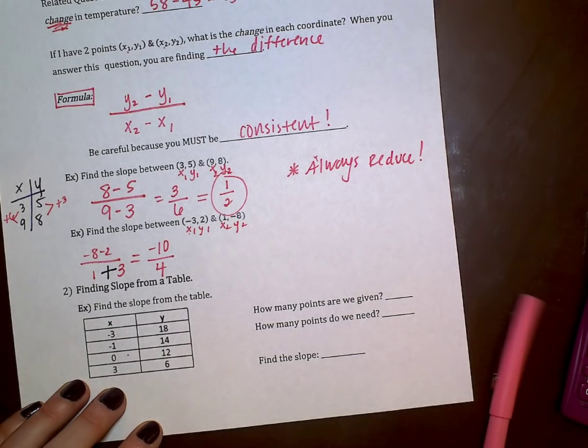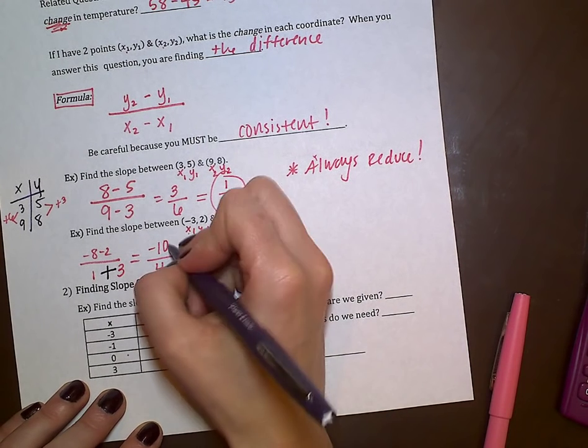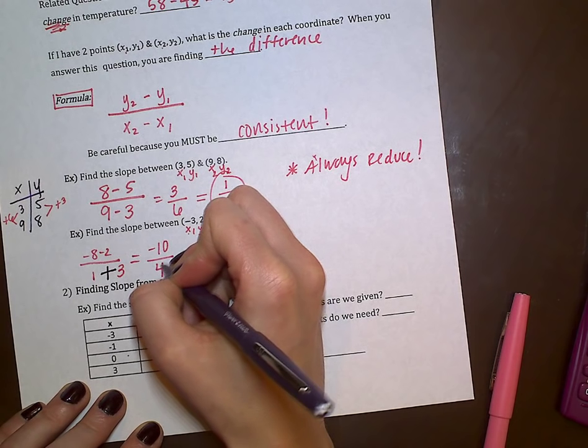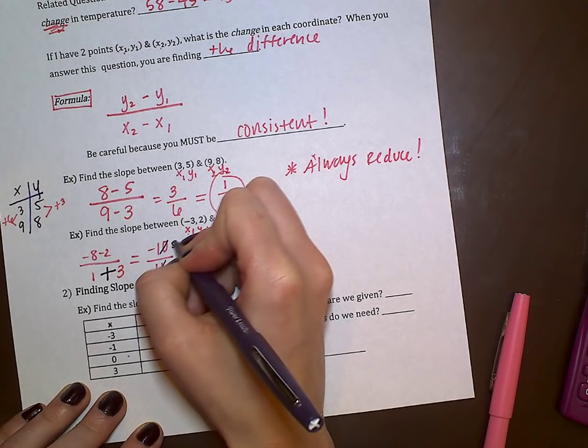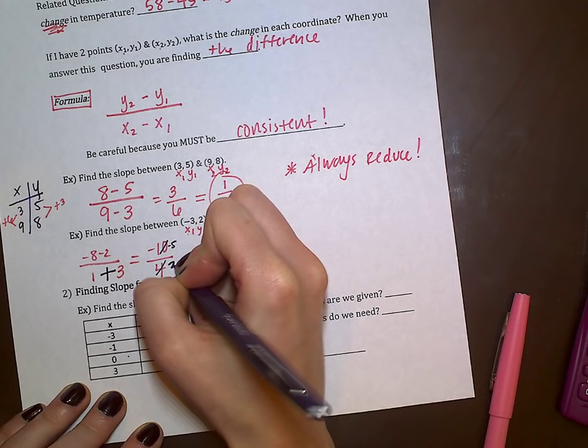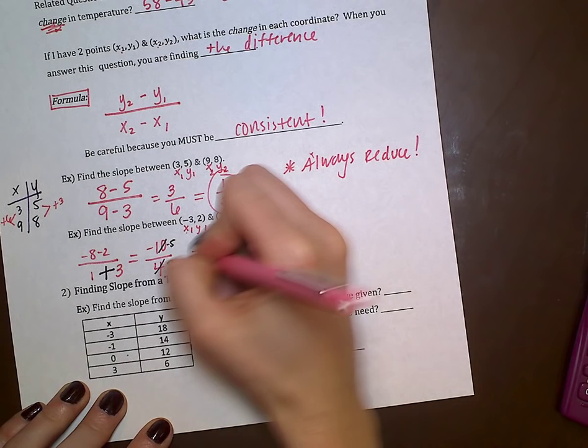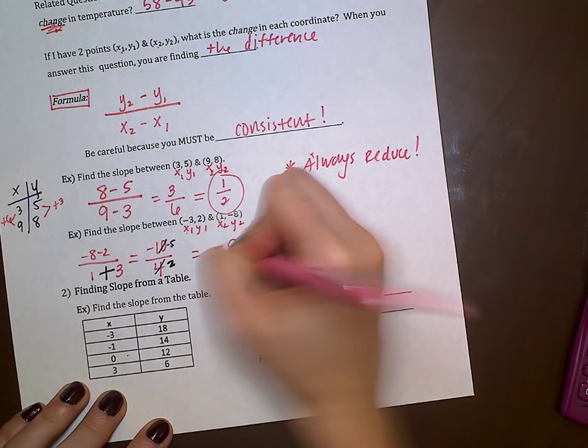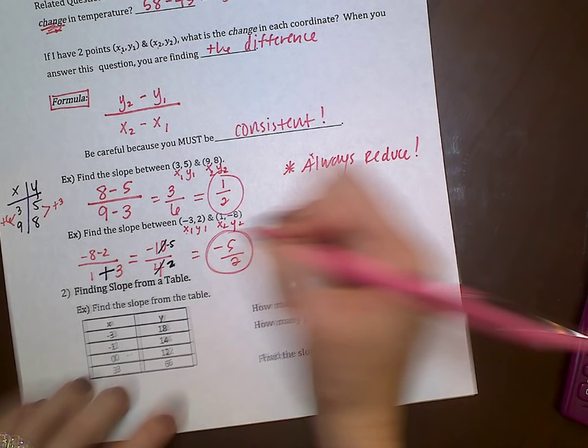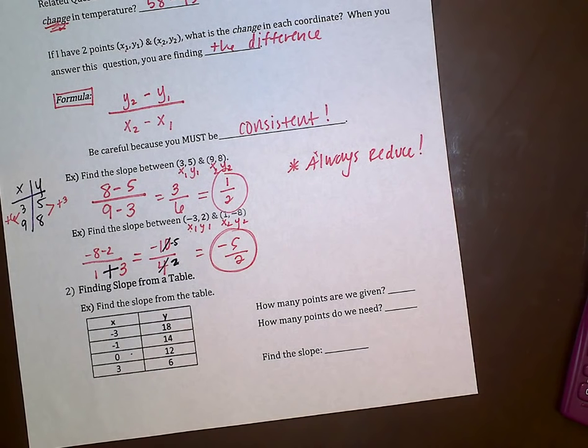Okay, now I want to reduce that, so I can divide both of them by 2. So that would just give me -5/2. And that would be my slope. You can't reduce any more than that. Okay, so same thing. You could do the table. It's really just totally up to you here.